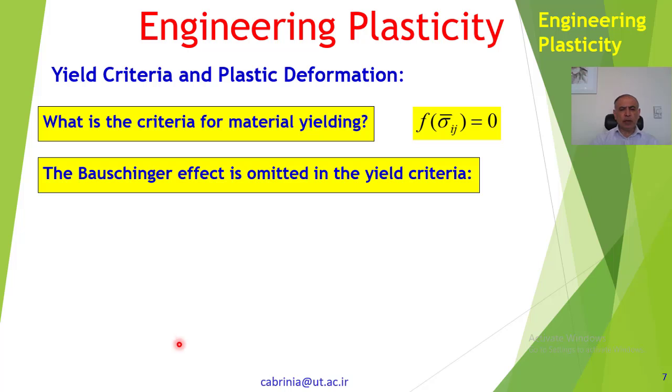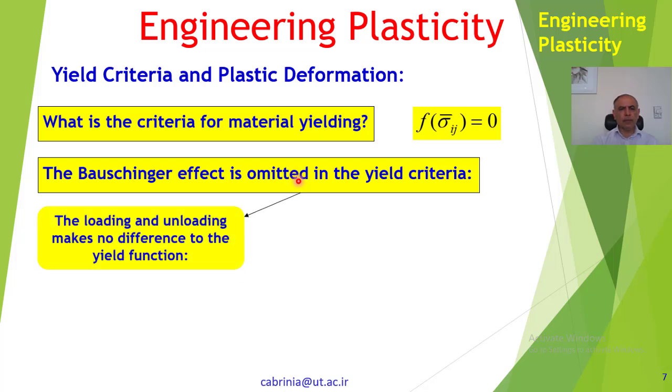And the last part says that we assume that there is no Bauschinger effect, or the Bauschinger effect is omitted. It means that the loading and unloading makes no difference to the yield function. So if we load it in tension and then unload it and then load it again in compression, it shouldn't make any difference. So how do we incorporate this into the yield function?